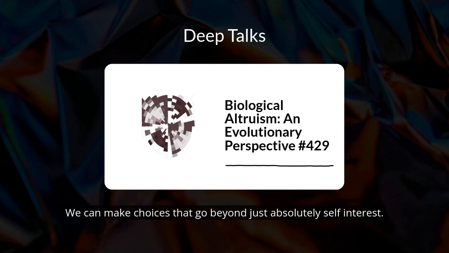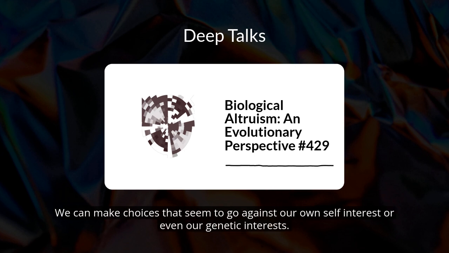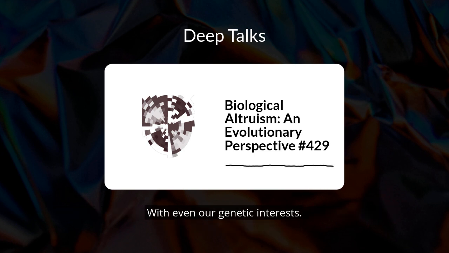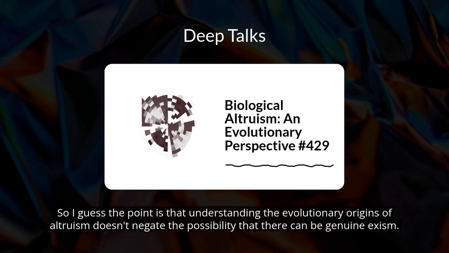We can make choices that go beyond just self-interest, choices that seem to go against our own self-interest, or even our genetic interests. Exactly. So the point is that understanding the evolutionary origins of altruism doesn't negate the possibility that there can be genuine altruism.